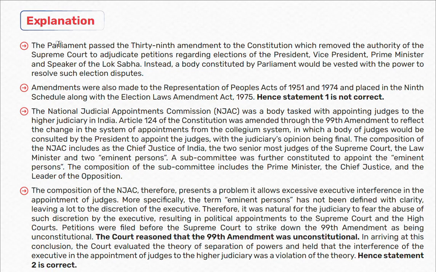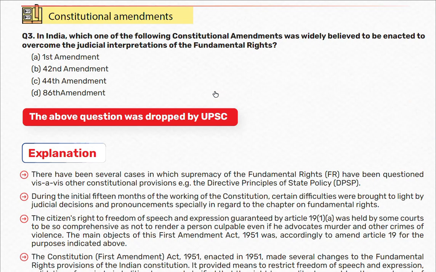Explanation: the Parliament passed the 39th Amendment to the Constitution, which removed the authority of the Supreme Court to adjudicate petitions regarding elections of the President, Vice President, Prime Minister, and the Speaker of the Lok Sabha. Instead, a body constituted by Parliament would be vested with the power to resolve such election disputes. Amendments were also made to the Representation of the People Act, so all these things you can see. So we'll stop here. Thank you.